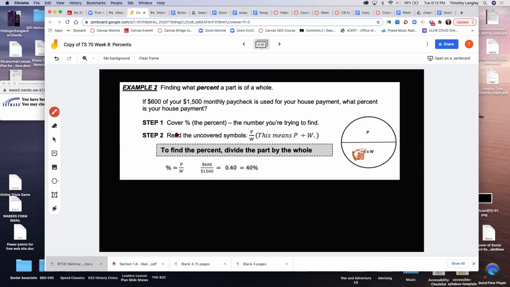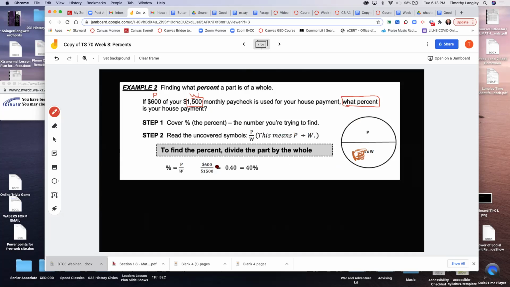If $600 of your $1,500 monthly paycheck is used for a house payment, what percent is your house payment? This is what's missing. They gave you the part, I'll put a P above it. Here's the whole, here's the W. If $600 of your paycheck is used for the house payment, what's the percent? So we're going to go back to our percent wheel. We're going to cover up the percent, and we're going to divide the part by the whole, and that will give us the percent.